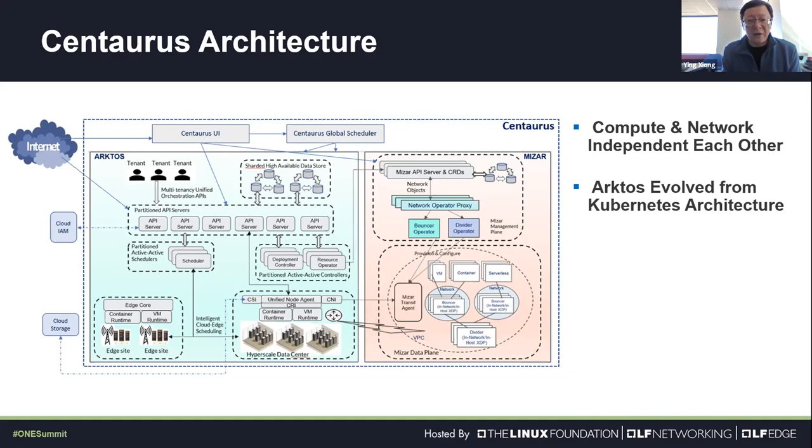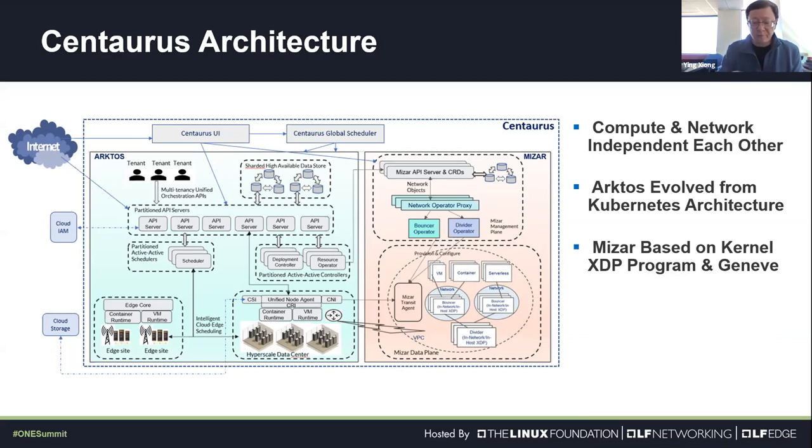And the second highlight, from this architecture, is that Arktos actually evolved from the Kubernetes architecture. However, we made a major core change to become a more cloud-native infrastructure. We will discuss more on that in later slides. I think I mentioned earlier that Mizar is based on the kernel XDP program and the Geneve protocol. And this is a new solution that we came up with to try to solve the network throughput and concurrency problems and the performance of packet forwarding. Again, we will have more slides in this tutorial to discuss Mizar.